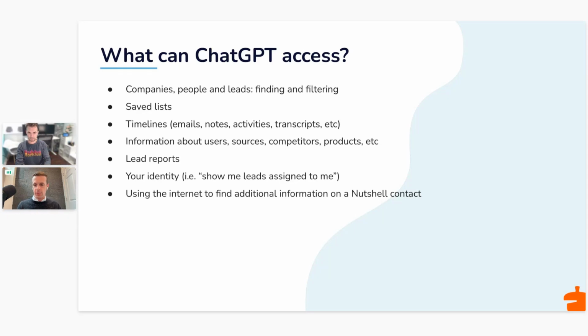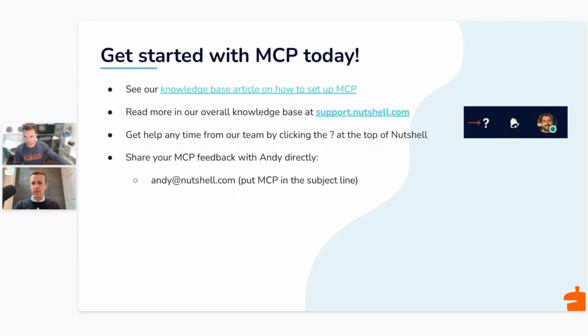And then, as we also showed, it can use the internet, just like ChatGPT always can, to find additional information on a lead, find background information on a contact, and help you research and come up with some great starting points. That's what's currently available in our MCP server tools, and we'll be adding to that. But again, just to highlight, those are all read-only at the moment.